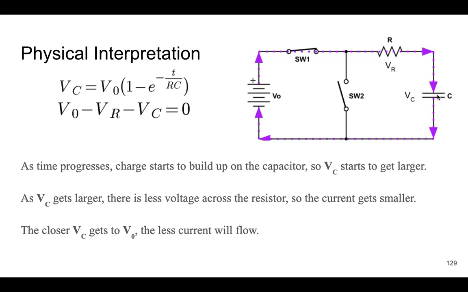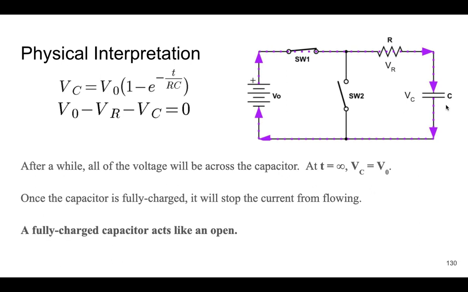Over time, this is going to stop letting current flow. The instant you close the switch, it just lets current go right through. And then as soon as charge starts to build up, it starts to prevent current from flowing. So the upside of that is a fully charged capacitor after a very long time is just like an open. You've got a battery, everything's hooked up, you've got a complete circuit here. But once all of the voltage of the battery is across the capacitor, none of it is across the resistor, and no more current flows.